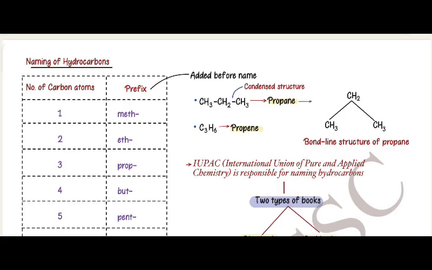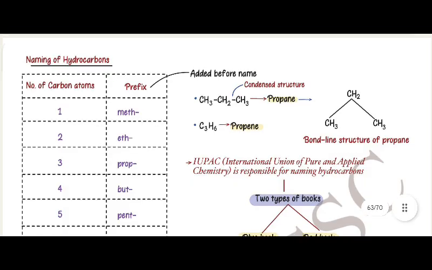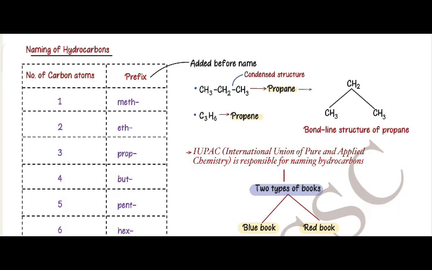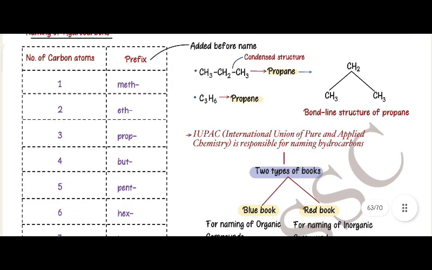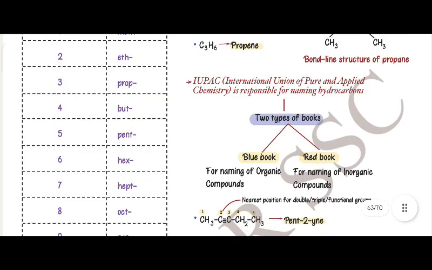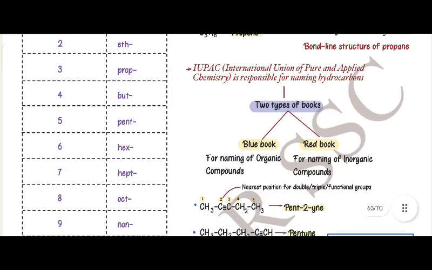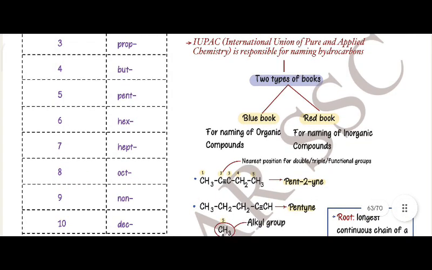Condensed structure of propane: CH3CH2CH3, C3H8. Bond line structure of propane. IUPAC, the International Union of Pure and Applied Chemistry, is responsible for naming the hydrocarbons. There are two types of books: the Blue Book for naming of organic compounds, and the Red Book for naming of inorganic compounds.